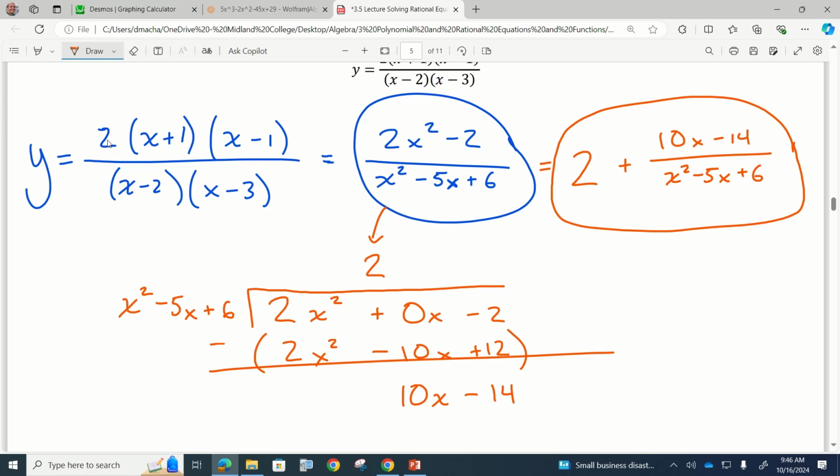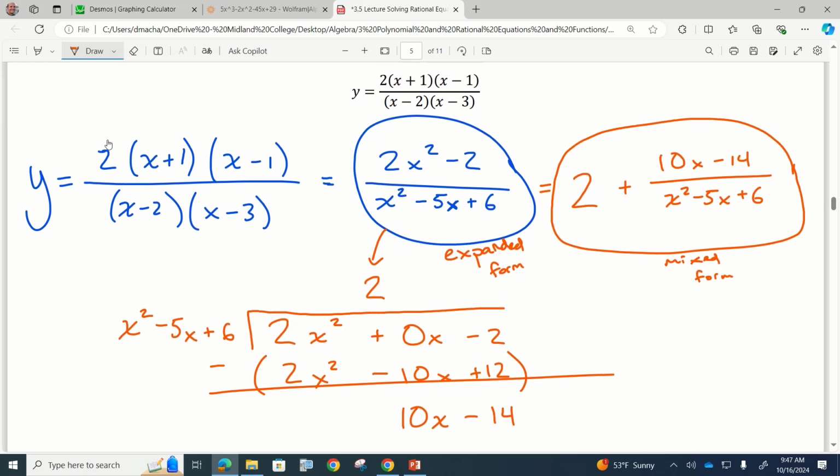And this is a polynomial plus an improper, sorry, I misspoke. That's a polynomial plus a proper rational function. And so then I've answered the question. We have the expanded form in blue, and we have the mixed form here in orange. Are there any questions about that? No, this is kind of stuff we've already done, in fact.